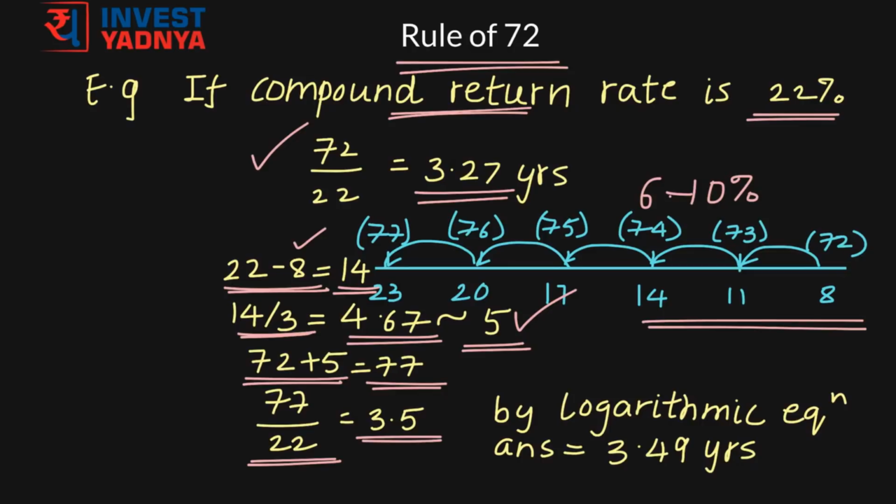If you were to use the logarithmic equation explained earlier in the video for this particular example, you would get an answer of 3.49 years, which is almost equal to the answer that we have got by tweaking the rule of 72. So this example shows how tweaking the rule of 72 can give us accurate results. So friends, this is all on the rule of 72. Hope the video has been useful. Thanks for watching this one. Watch this space for more such topics.